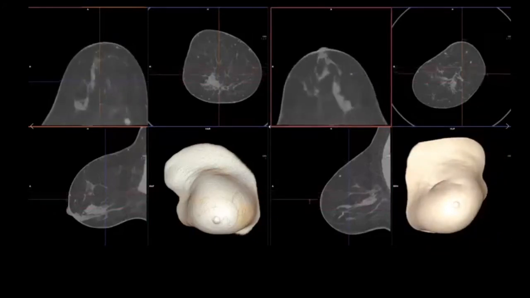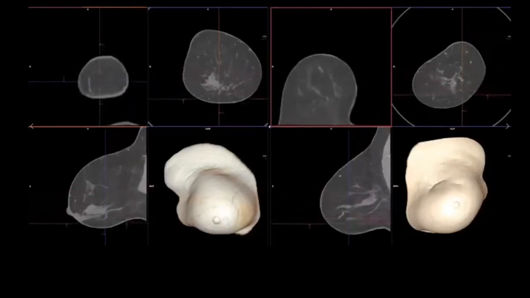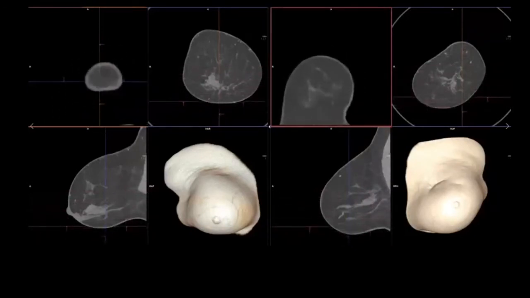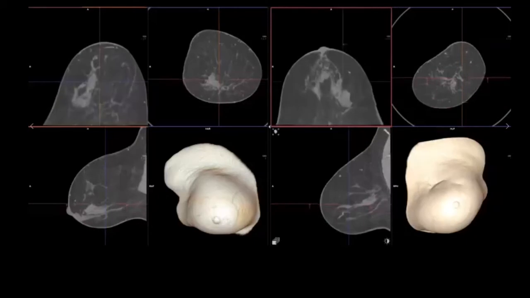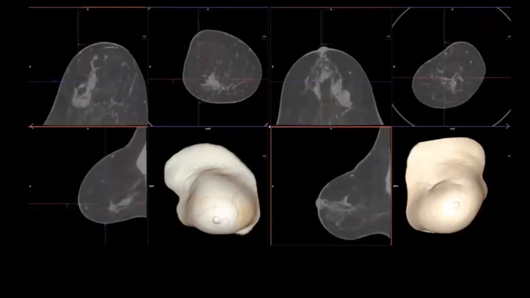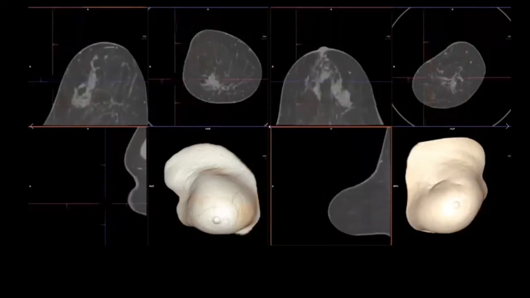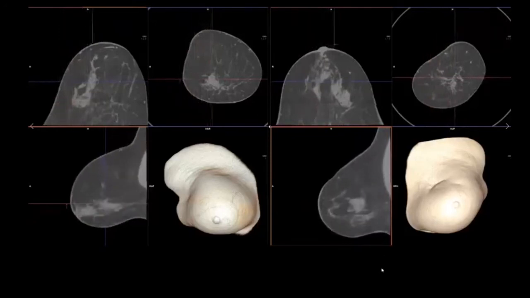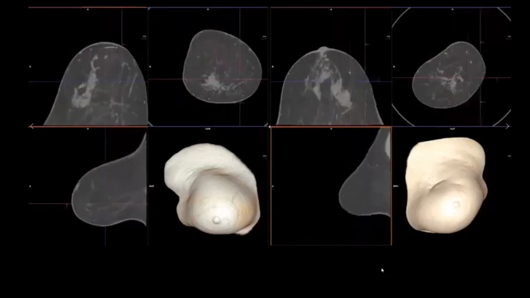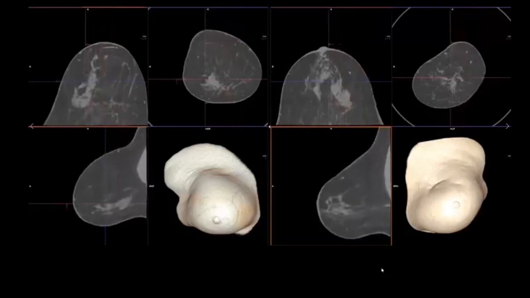Again, we move around in both breasts to get a closer look. And first, we might stop in the left breast with small calcs. You see the scarring. No tumor evidence in the left breast, everything is okay.